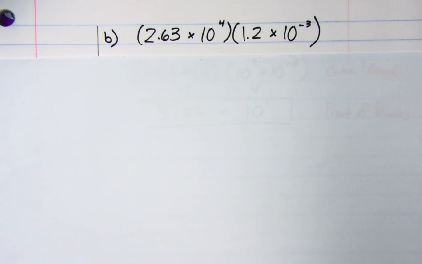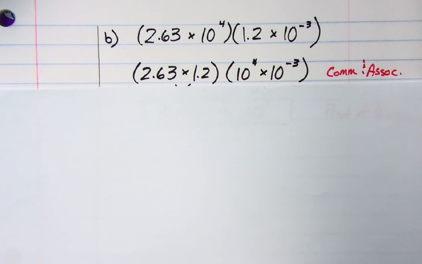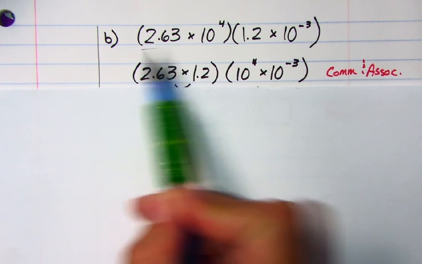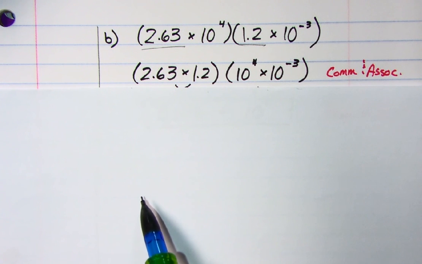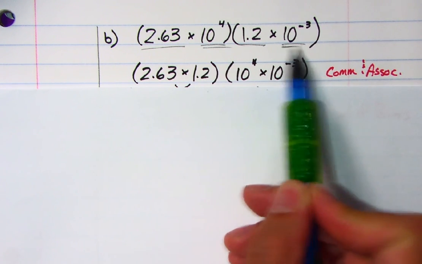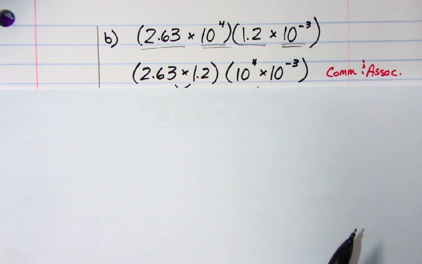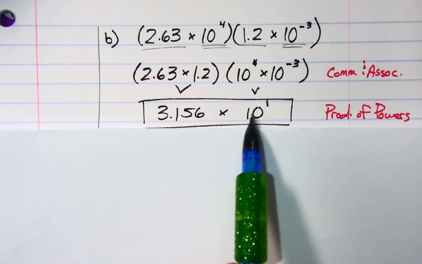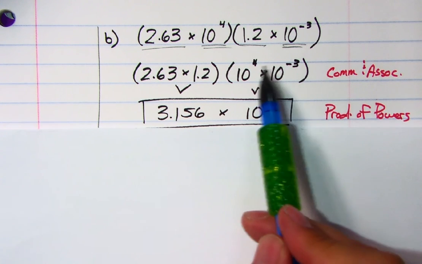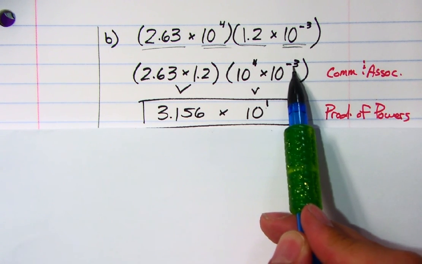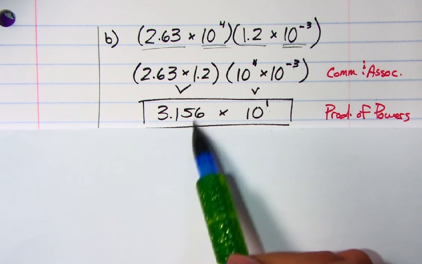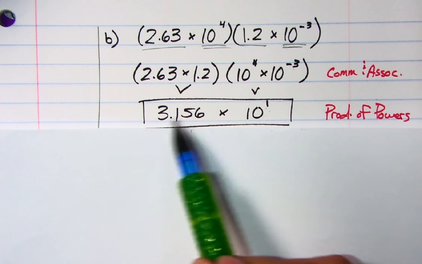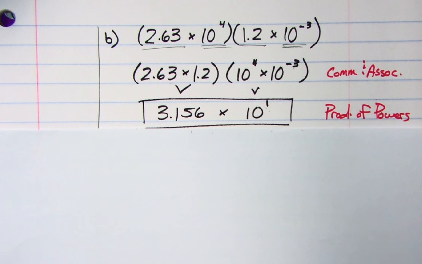Let's try that one more time. So I've got another example. Go ahead and try this out. First thing you should have done is to use the commutative property to rewrite these things. Multiply the factors first, and then you're going to multiply powers of 10 next. I used the calculator and I got 3.156 times 10 to the first power. Why to the first? Because 4 added to negative 3 gives us 1. I used the calculator to find it. Here I can stop because it's already in scientific notation.